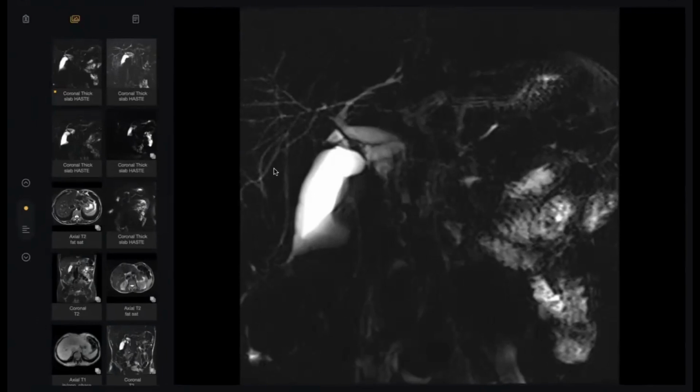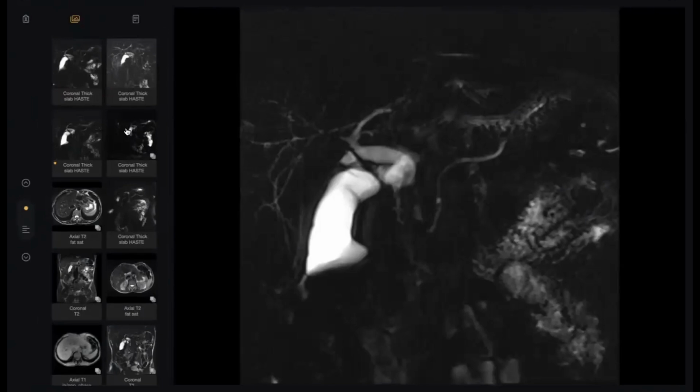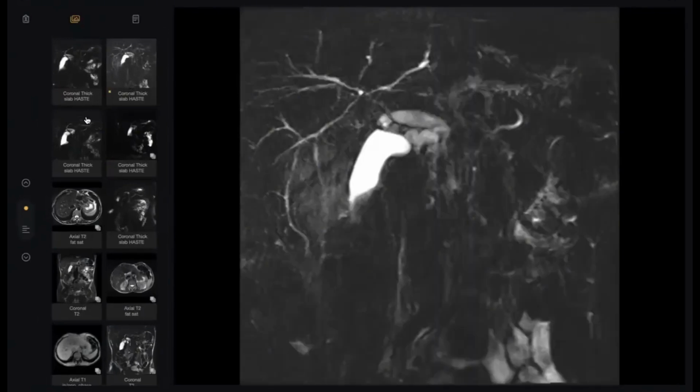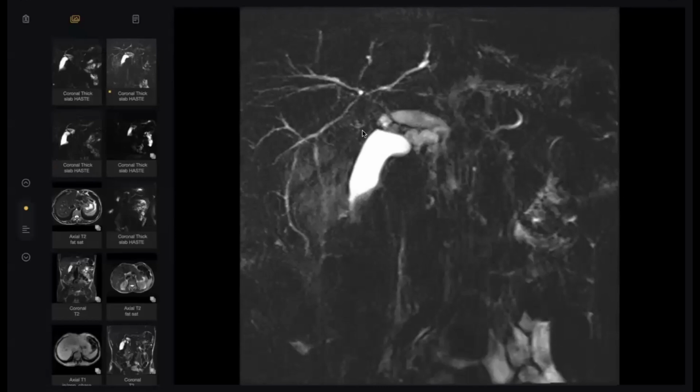Leave the mouse, one second. Because this is a static image, I will help you go through these images. What else? Look at this image.